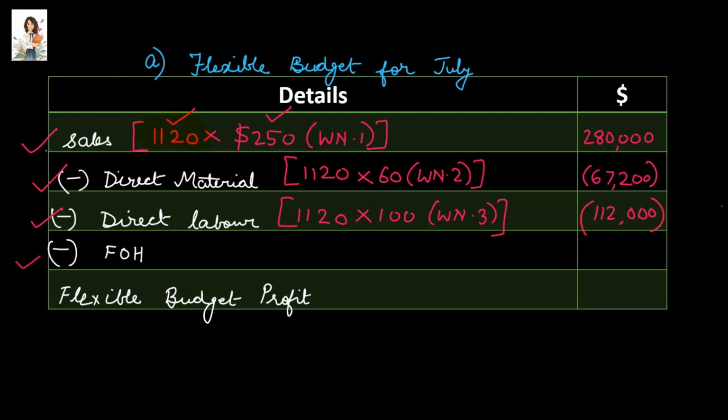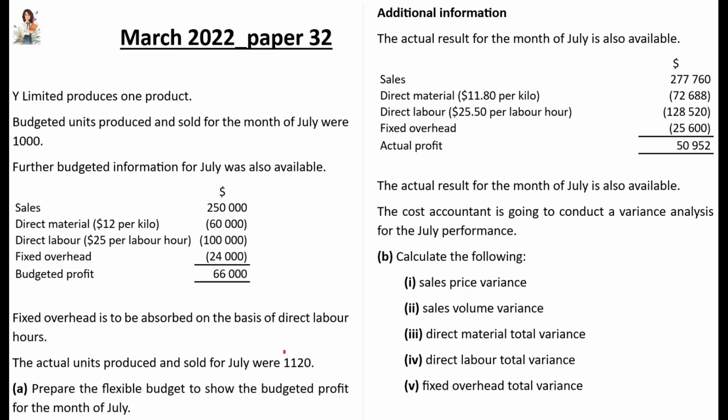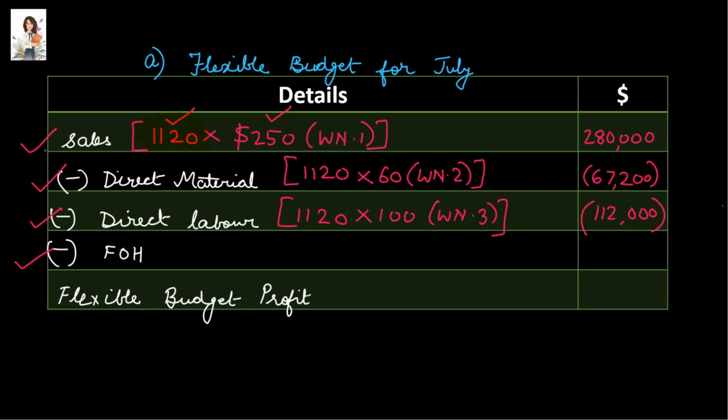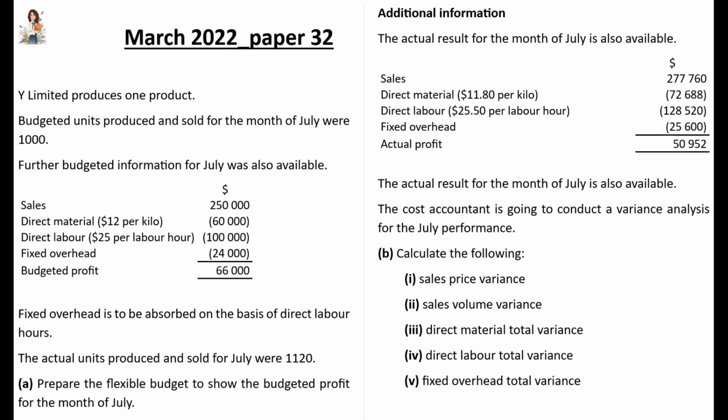Next, we must find out the fixed overhead expenditure as per the flexible budget, which is actual number of units multiplied by budgeted fixed overhead expenditure per unit. Actual units we have already seen were 1120. So in the row for fixed overhead, we will open the bracket and write 1120 multiplied by budgeted fixed overhead rate per unit, for which we will have to prepare a working note. But before we prepare our working note, we must bear in mind that fixed overheads are to be absorbed on the basis of direct labor hours. So this is working note 4.